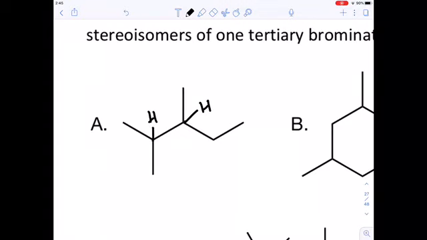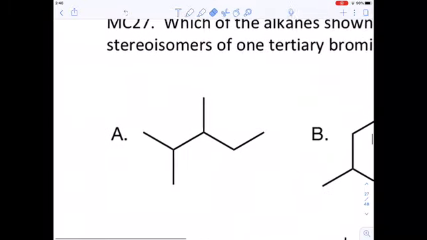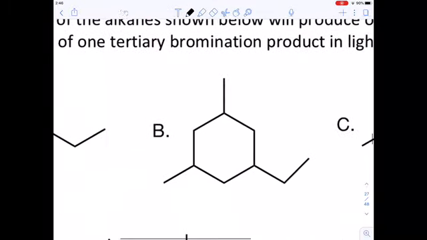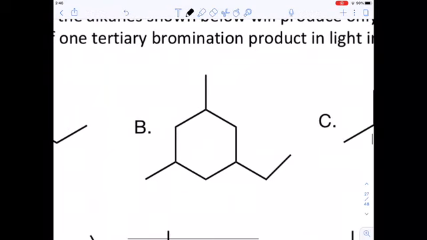So looking at A, there are two tertiary hydrogens. One is here and one is here. That means the Br can add to either one of these, and that will give you a mix of products, and you only want one enantiomer pair. Here you would get two enantiomer pairs because you can have the Br add here on a wedge or a dash, or you could have the Br add here on a wedge or a dash. So A is out.